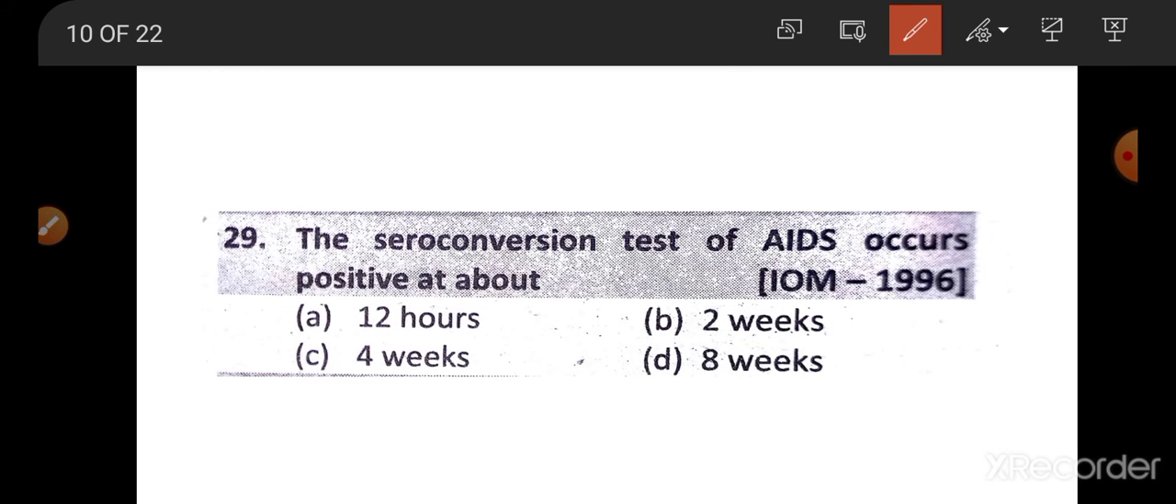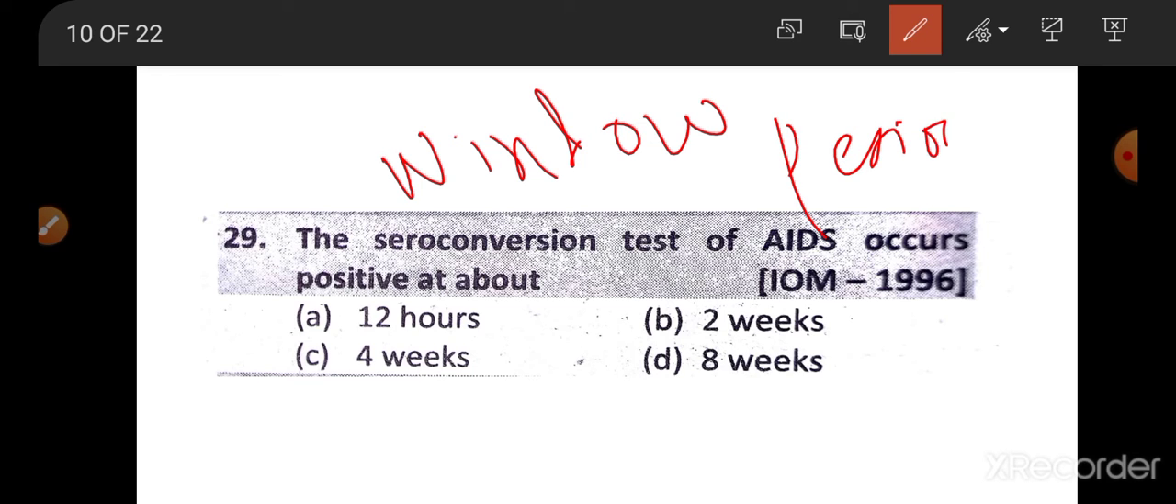29. The seroconversion test of AIDS occurs positive at about... The time period in between entry of HIV virus and the time in which the test occurs positive is called window period, which is 8 weeks.